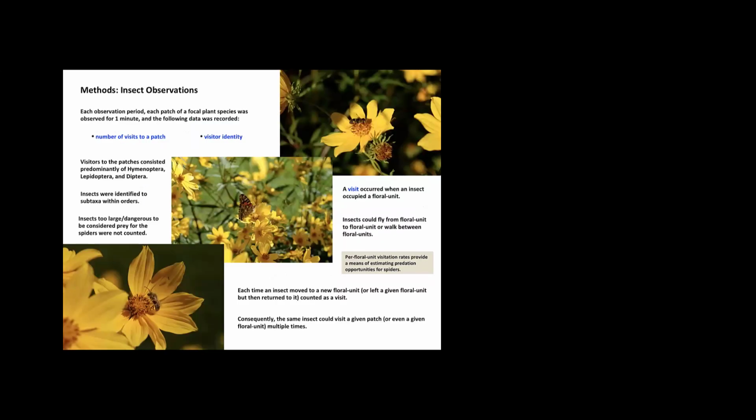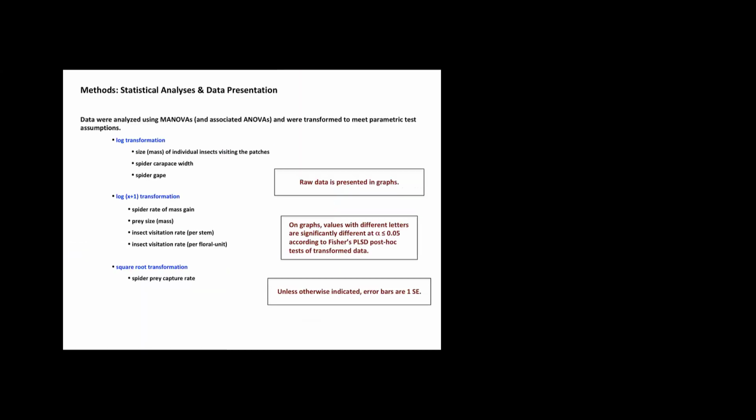In terms of the insects, at these observation intervals, I was recording number and identity of the insects that were visiting the patches. Data were analyzed using multivariate analysis of variance with associated ANOVAs. I transformed the data as necessary to meet test assumptions, but for this talk, I'll be presenting raw data in all my graphs.